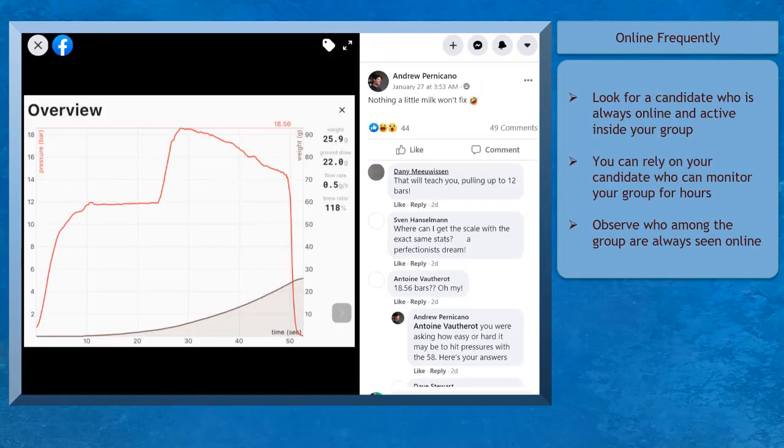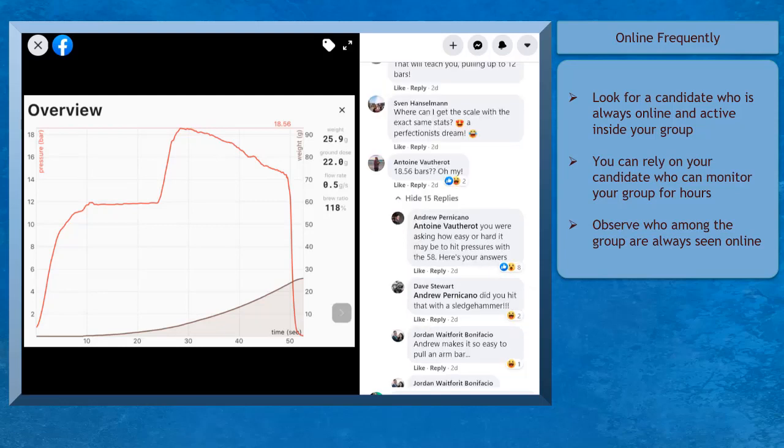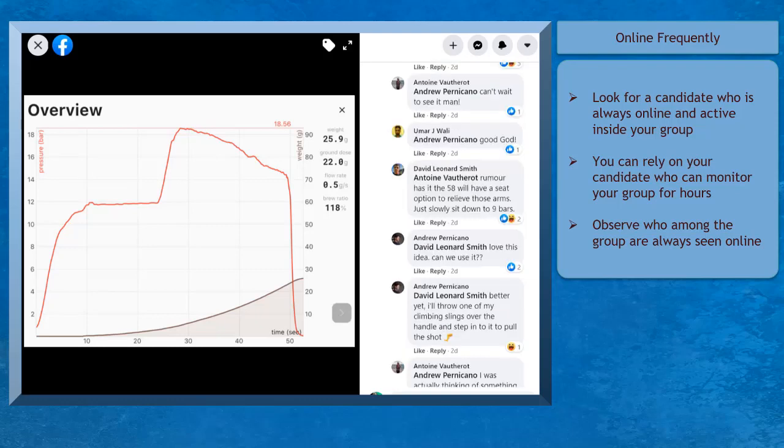Look for a candidate who is frequently online and active on your Facebook group. You can rely on people who are online most of their time, since you will need to assign a candidate who is always available whenever you're not around to monitor your Facebook group. Observe if that potential candidate spends most of their time online on Facebook every single day.